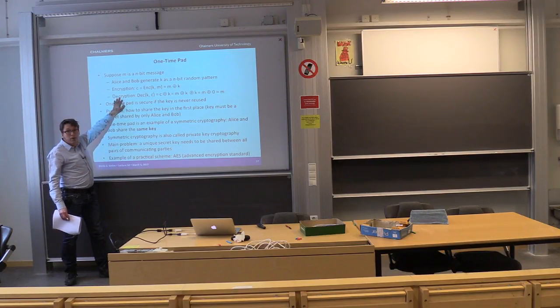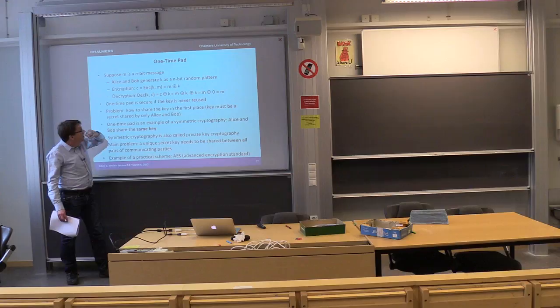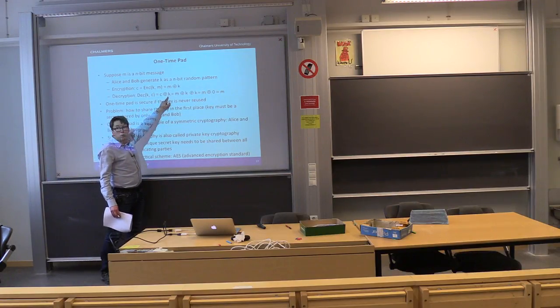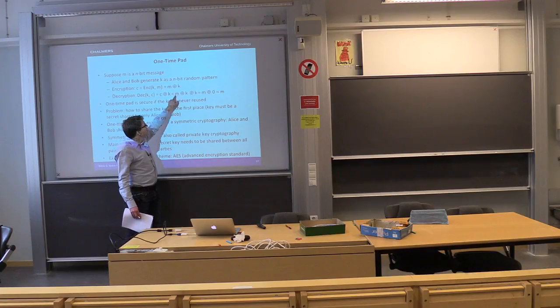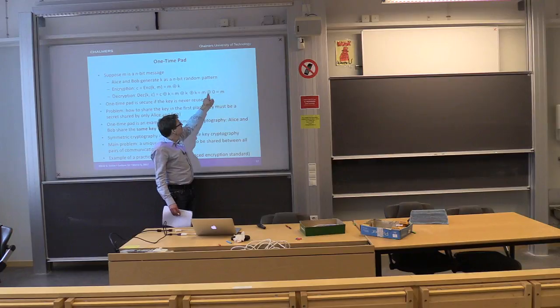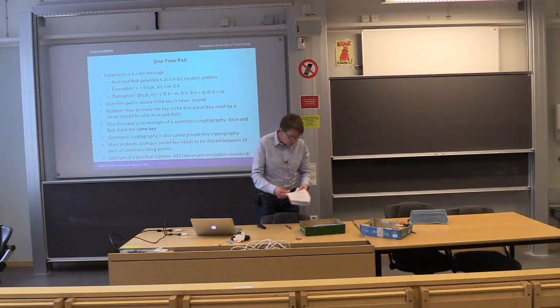And the decryption is very simple. It's exactly the same procedure as the encryption. We just take the ciphertext and take its modulo 2 addition with K, which is M modulo 2 addition with K, modulo 2 addition with K, which is M modulo 2 addition with 0, which is M. Okay, so it's very, very simple.